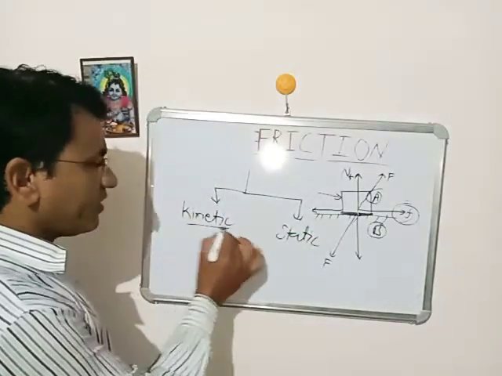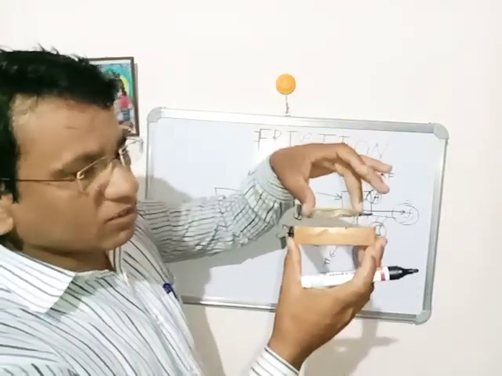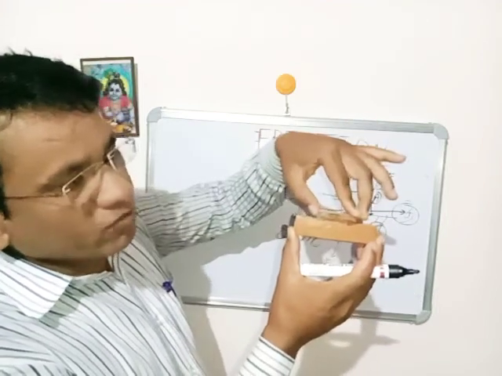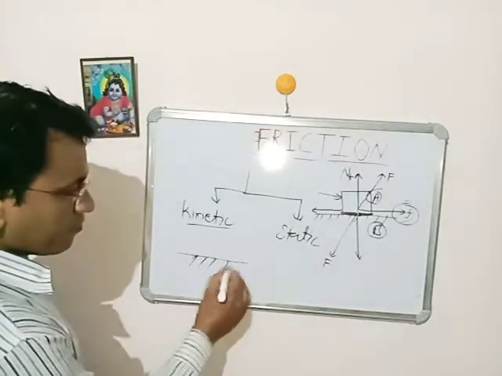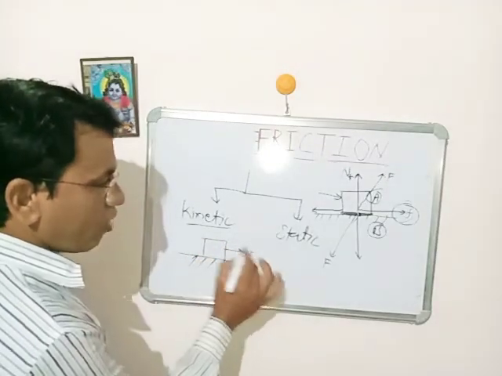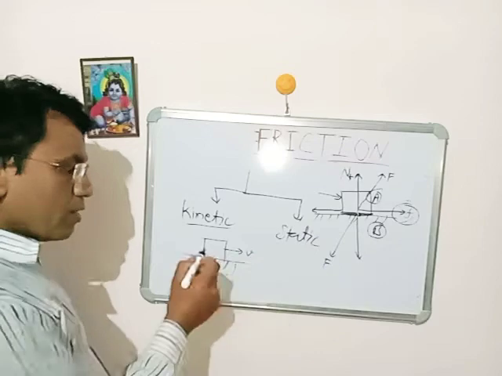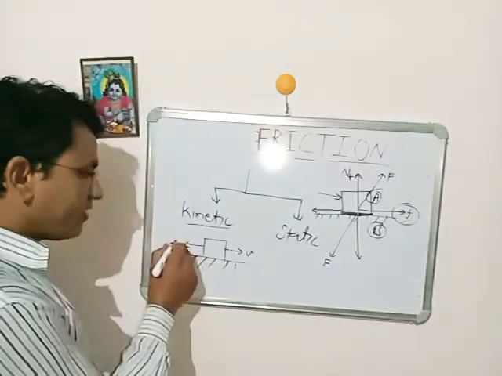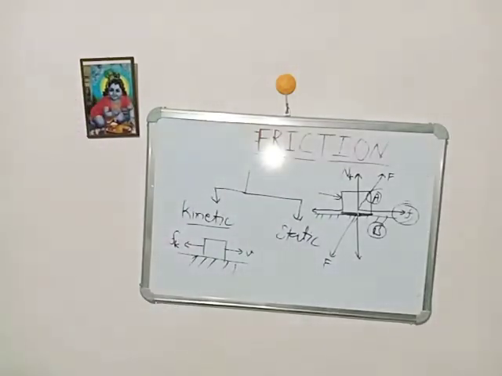Kinetic friction means that a body is placed on the surface of another body, and that block is moved with velocity v. Okay, so that block is moving with velocity in the plus x direction. So the friction will always be in the direction opposite to the velocity, and that friction is denoted by Fk and is called the kinetic friction.